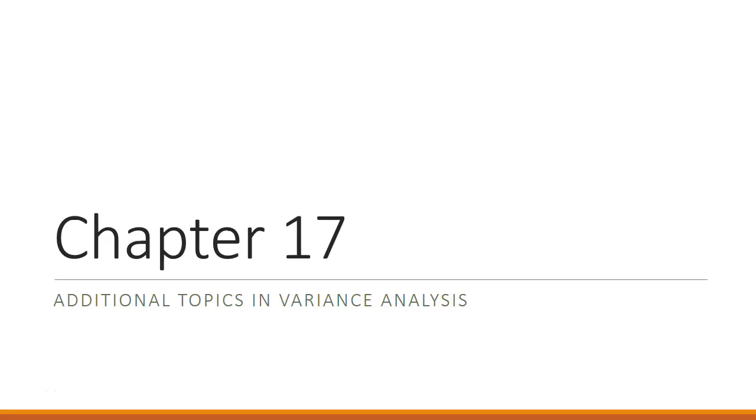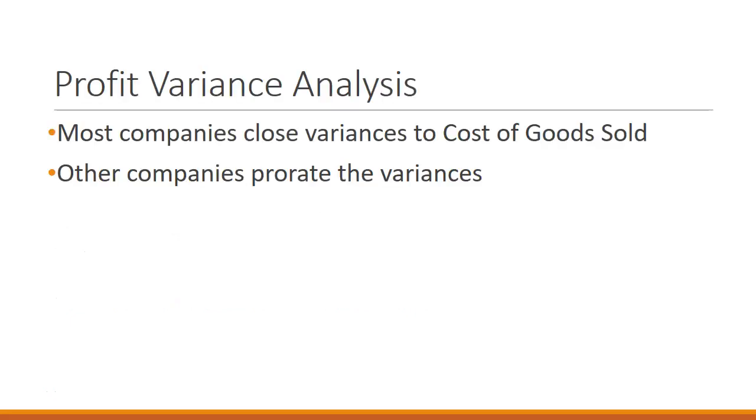In chapter 17, we continue to look at variance analysis, similar to chapter 16. So we look at profit variance analysis. So what do we do with those variances that occur between our actual results and our budgeted results? So we monitor those variances throughout the year.